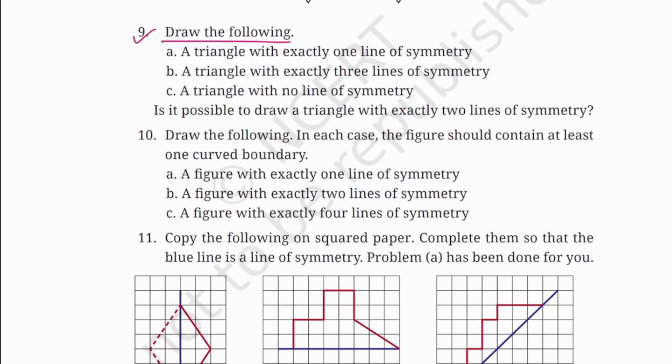9. Draw the following. A. A triangle with exactly one line of symmetry. If you take an isosceles triangle like this, then it will have only one line of symmetry. In this triangle, these two sides are equal, so it is known as an isosceles triangle.